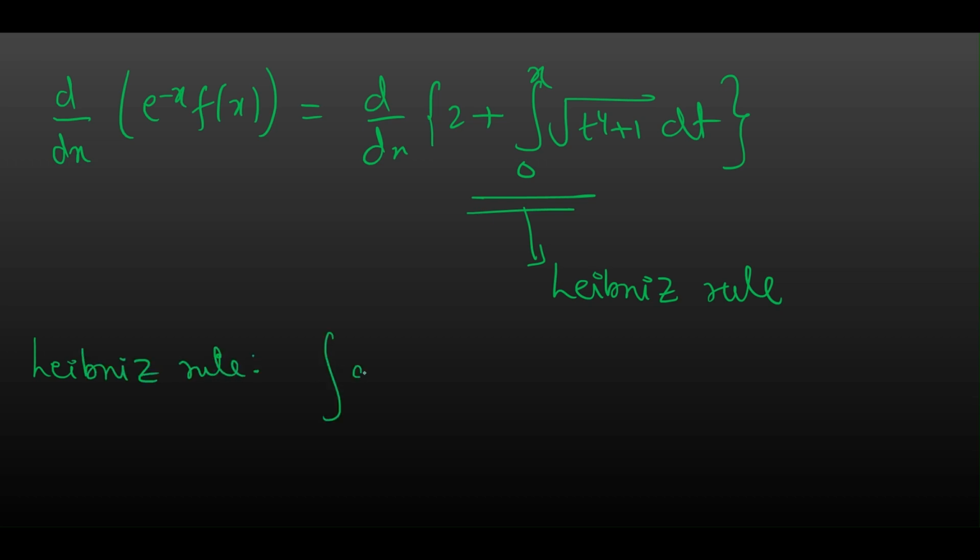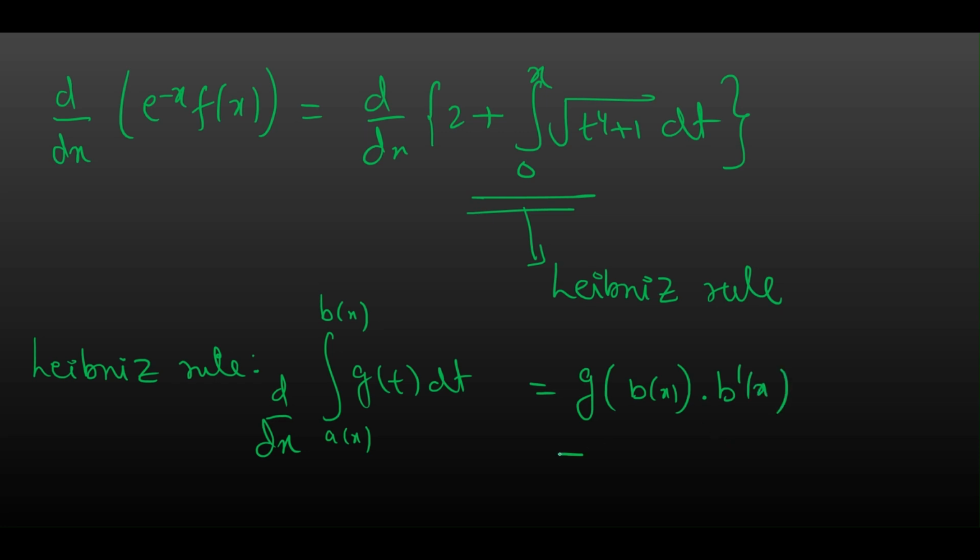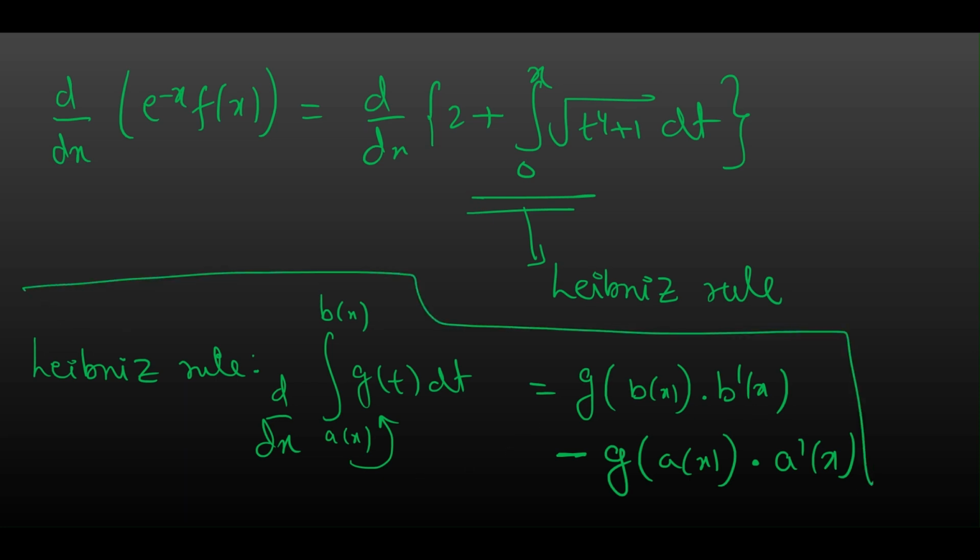Leibniz rule says that if I want to differentiate this integral, d/dx of the integral of g(t) dt, such that the limits of this integral are from a(x) to b(x), then this differential is very simple. Substitute the upper limit in the function g, that is g(b(x)), and then multiply it by the derivative of the upper limit. Repeat the same process for the lower limit. So substitute the lower limit inside the function g, multiplied by the derivative of the lower limit. So this is Leibniz theorem, super important, and I have made an exclusive video for this. The link will be provided in the description. All right, let's differentiate now.